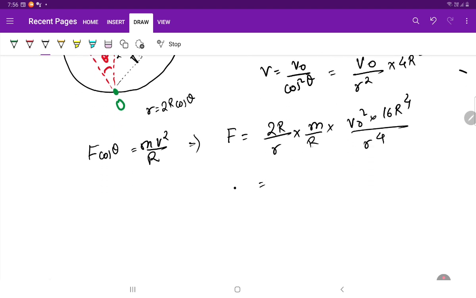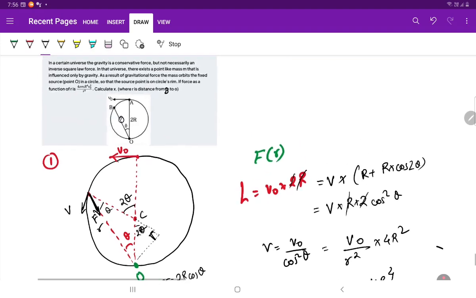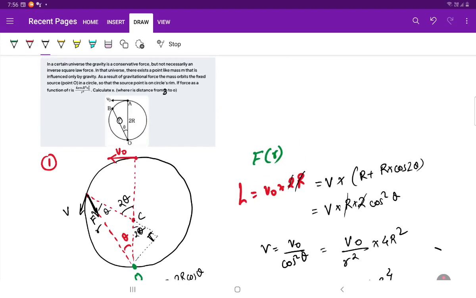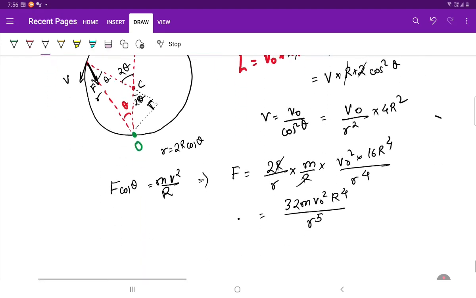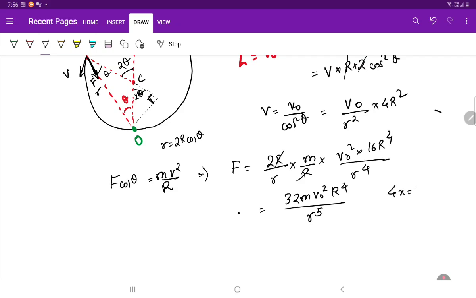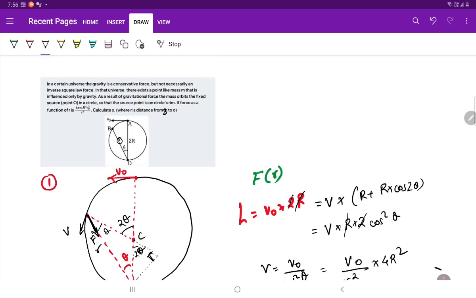Hence we'll get the result to be somewhat like this: 32 m v naught square R to the power 4 by small r to the power 5, and that's the expression for the force. Hence, they are asking about 4x, so I can say that 4x is equal to 32. Hence, x is equal to 8. And that's the answer. So the answer to this problem is 8, undoubtedly.